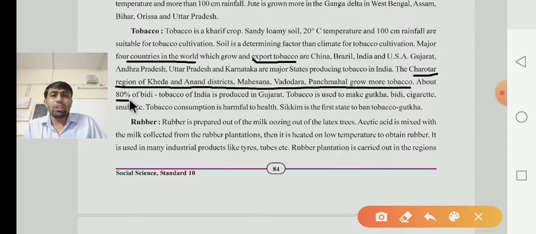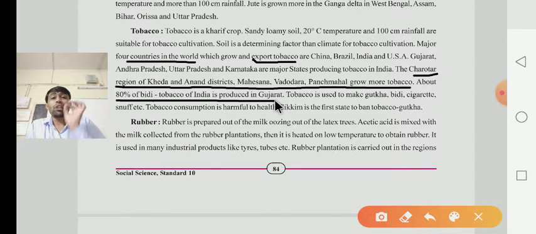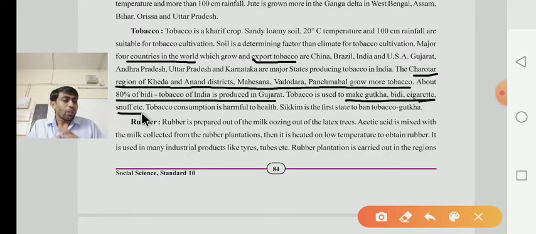About 80% of the BD tobacco of India is produced in Gujarat. How much? Near about 80% of the BD tobacco of India is produced in Gujarat. Tobacco is used to make gutka, bidi, cigarettes, snuff, etc. Snuff, it means chikni, etc.